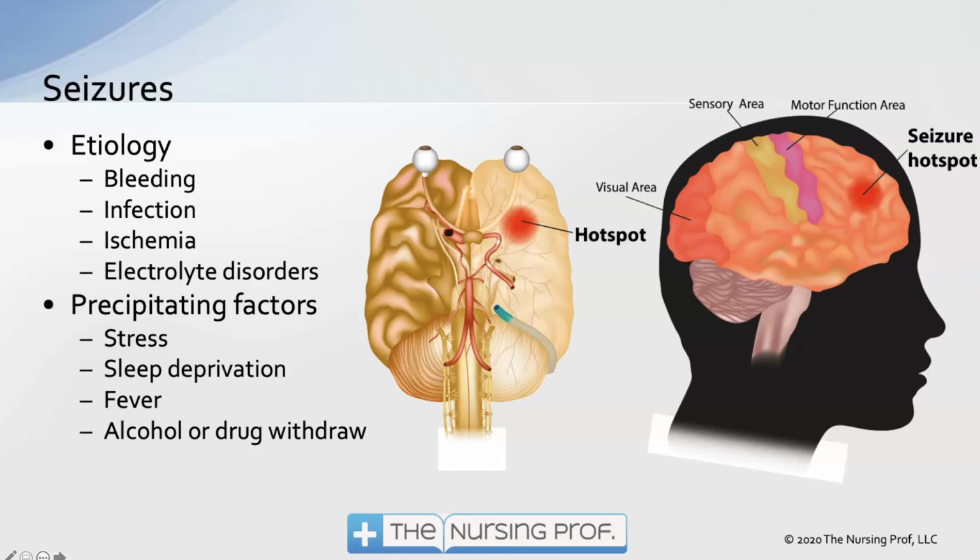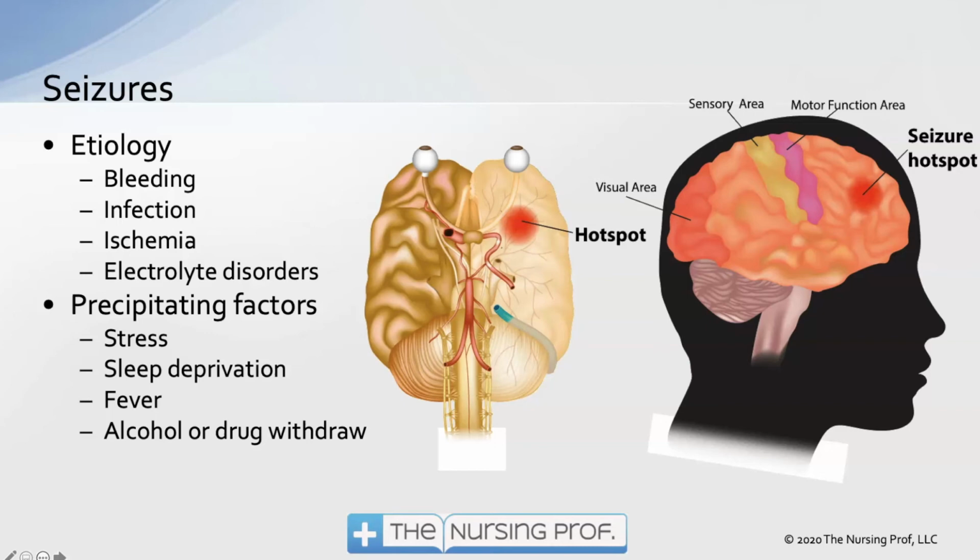Seizures are another neurologic disorder. Seizures may be a symptom, and they can be a primary underlying problem too. As a symptom, seizures may be caused by some other neurologic disorder that's occurring. Bleeding, infection, ischemia, electrolyte disorders.